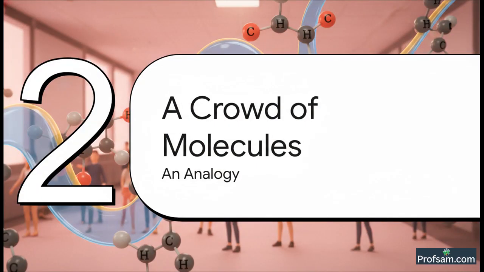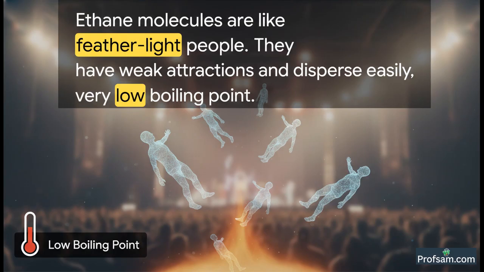To make this idea really simple and easy to remember, let's use a nice analogy. It will help you visualize what is actually happening with all these molecules. I want you to imagine a large crowd of people, maybe at a concert or a festival. Now, first let's think about ethane molecules. These molecules are like very lightweight people in that crowd. They are like feathers almost, and they have no reason to stick to each other. So it takes almost zero energy to separate them, right? The crowd just breaks apart and disperses very easily. And that is exactly why ethane has such a low boiling point.